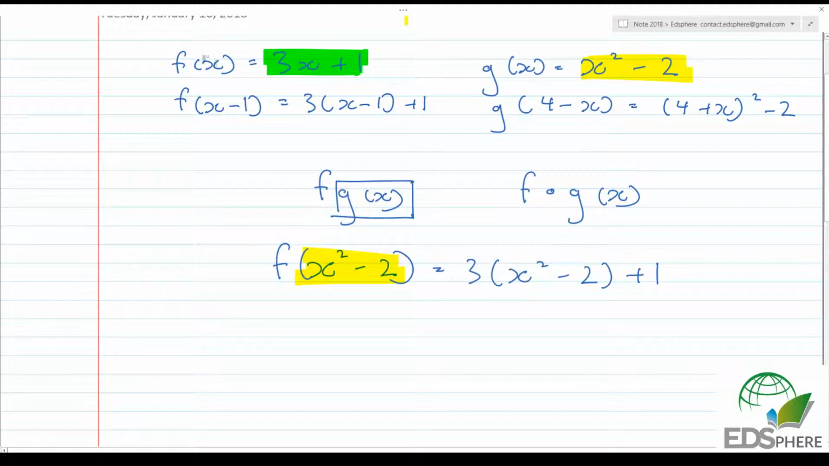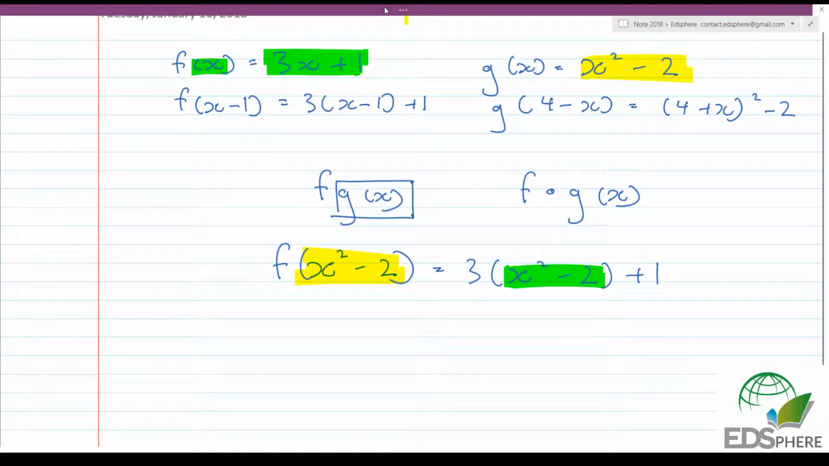So remember, if it was x, it's x. But now, because it is x squared minus 2, I'm going to put x squared minus 2 in here, into my 3x plus 1. That is exactly how you do composite function. You do the one on the right hand side first, and you sub it into the big function on the left hand side.